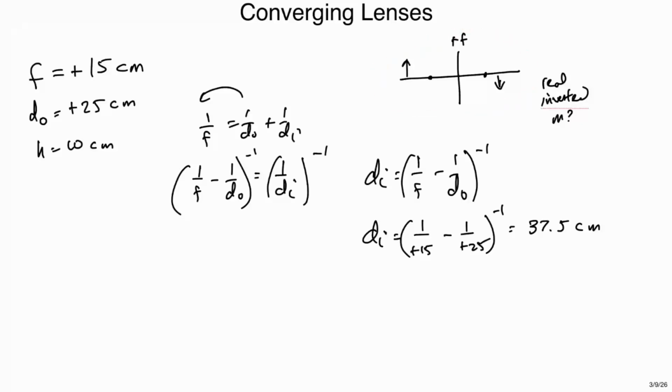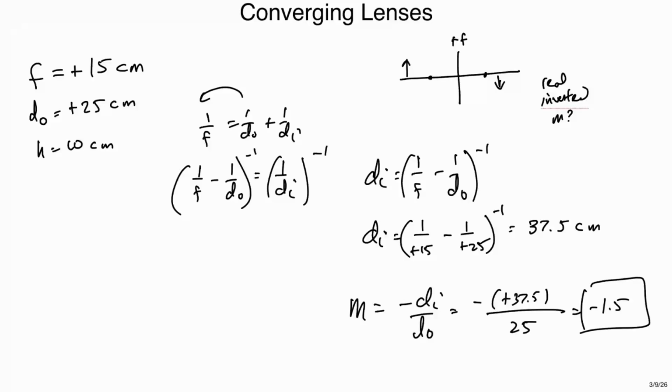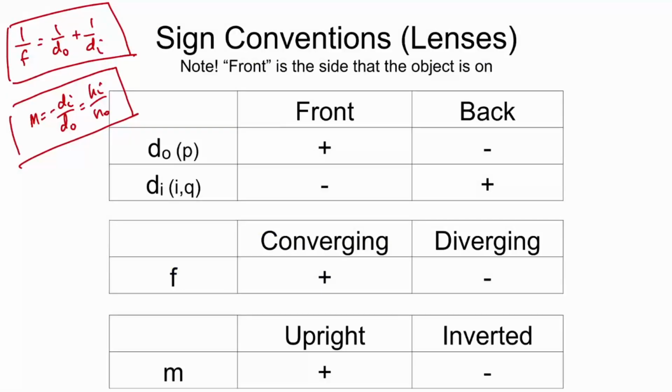All right, magnification. Negative di over do. That's a negative of a positive 37.5 over 25. Got me negative 1.5. Okay, so what does the negative sign on the magnification mean?